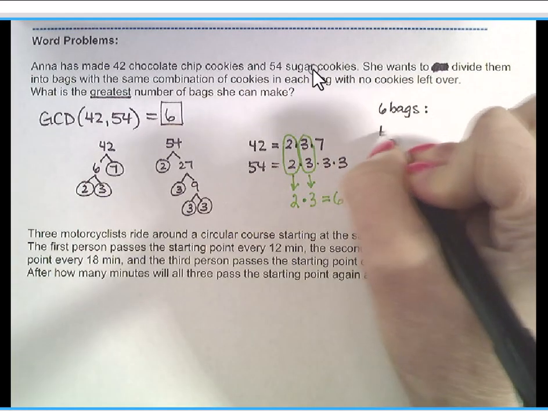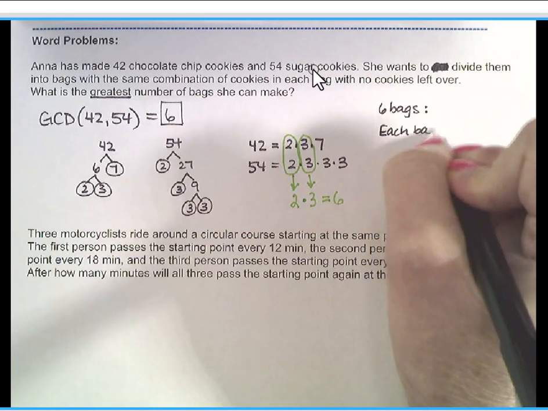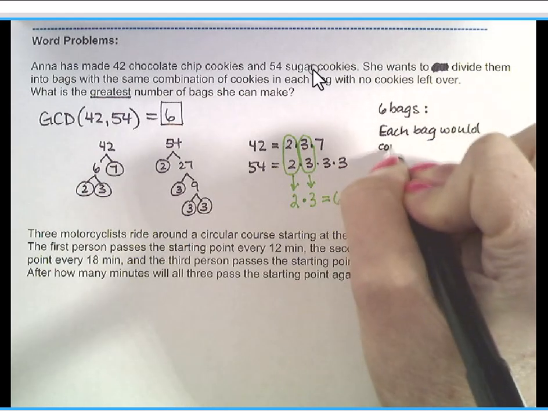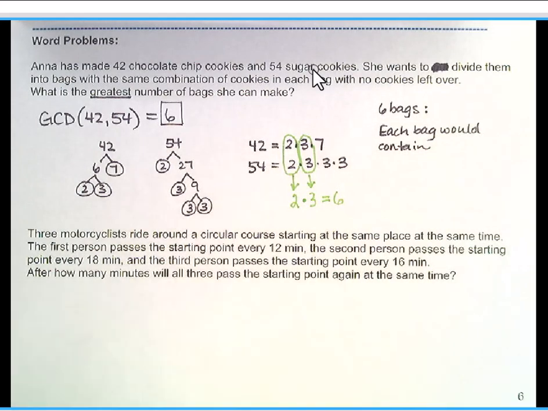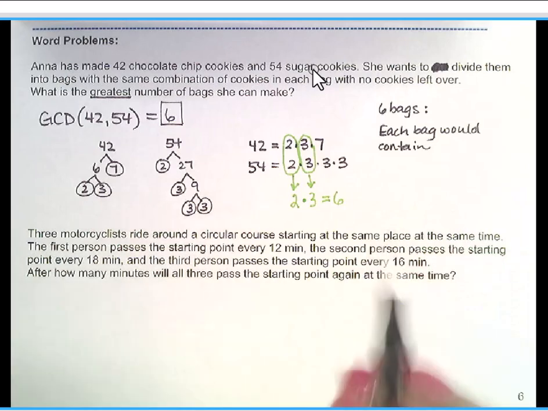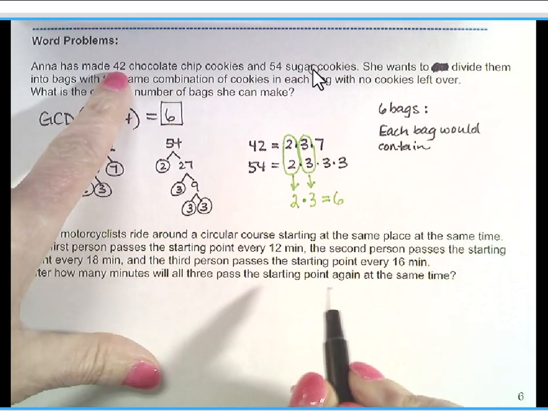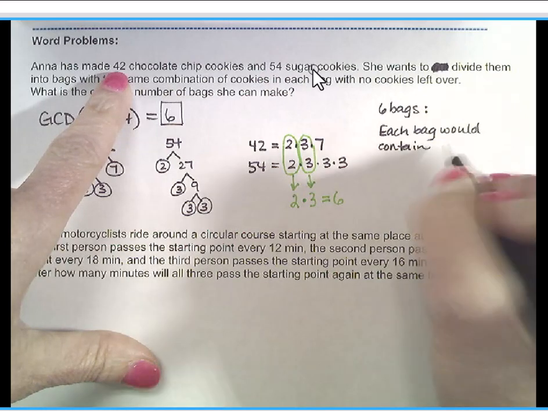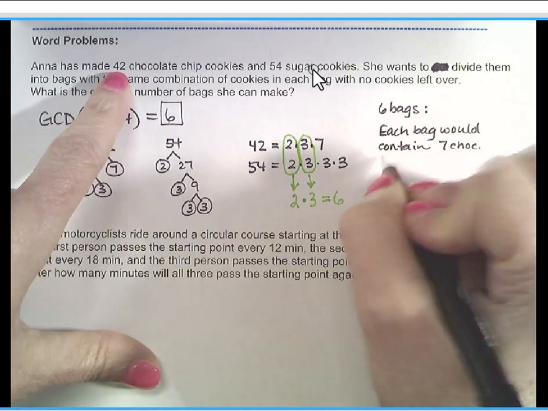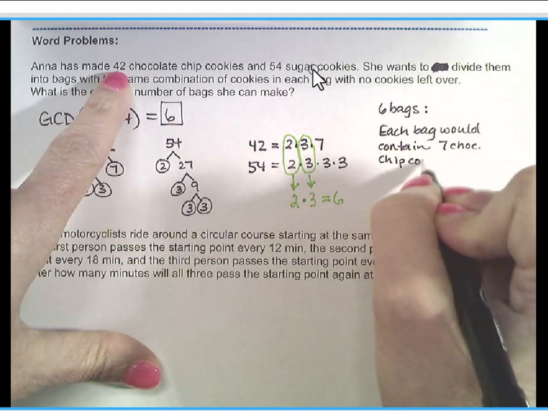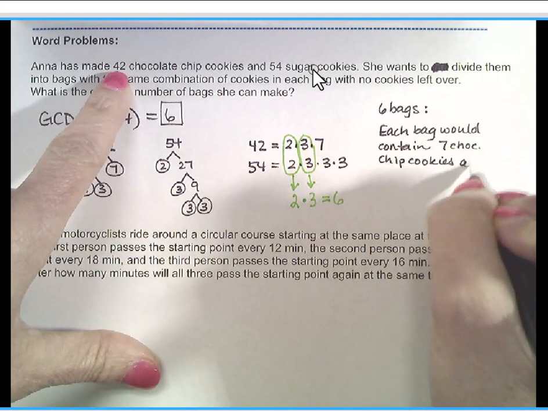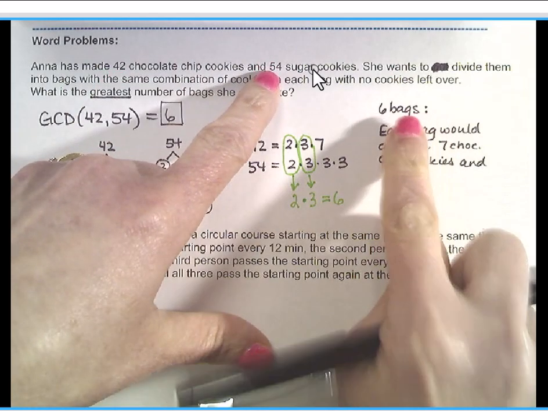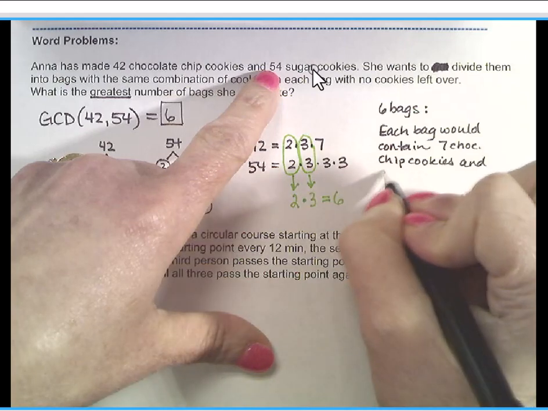But let's go a little further. Each bag would contain, let's talk about how many cookies would be in each one. If she's going to make 6 bags, you've got 42 chocolate chip cookies. If you divide that into 6 bags, you're going to have 7 chocolate chip cookies. And how many sugar cookies would each bag have? You've got 54. You're dividing it into 6 bags. You'd have 9 sugar cookies.